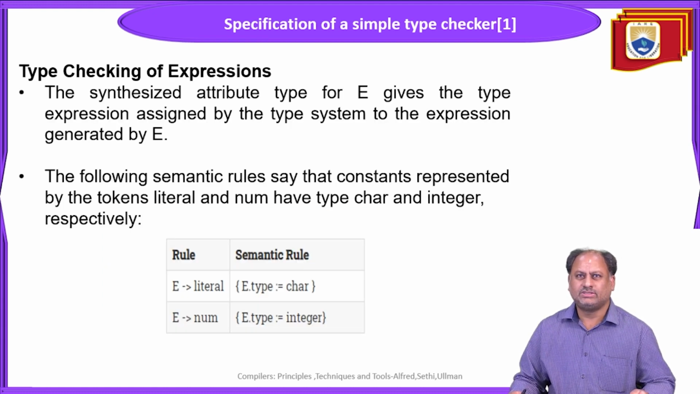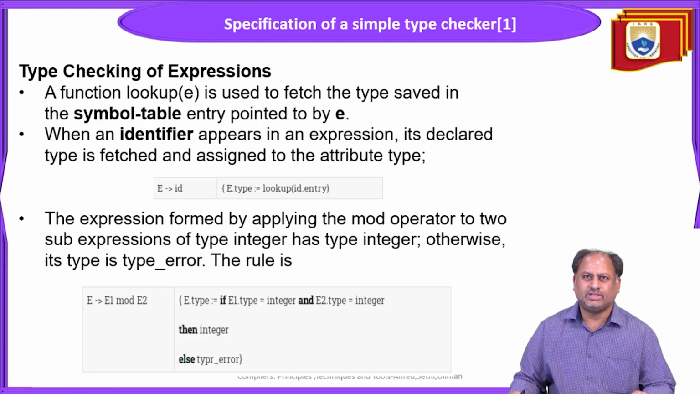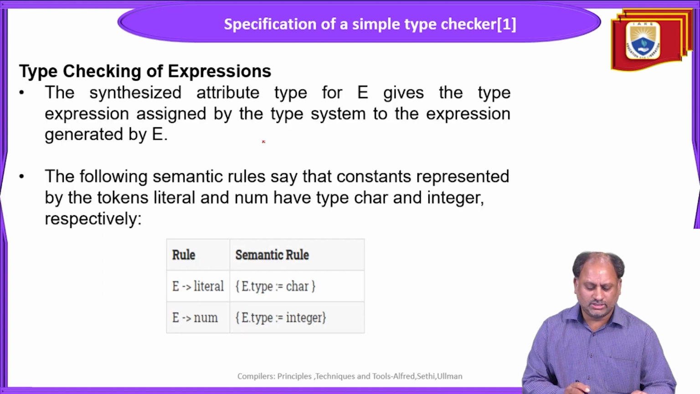So we have given a summary of expressions, statements and functions, table-wise brief overview. Now one by one we will discuss how the type checking of expressions, statements and functions works. Now the type checking process involves the expression. Here E is a synthesized attribute.